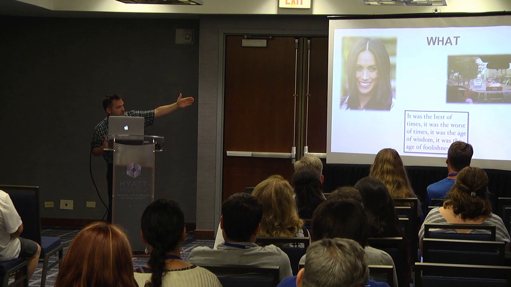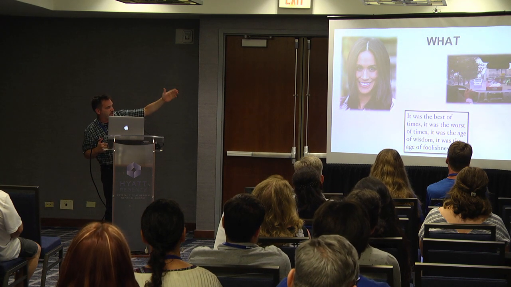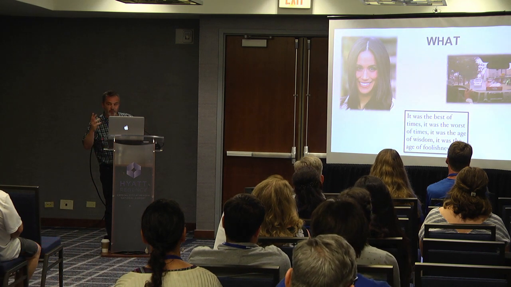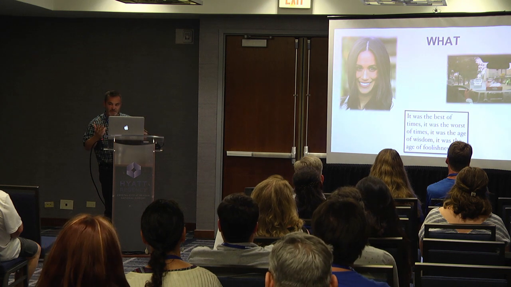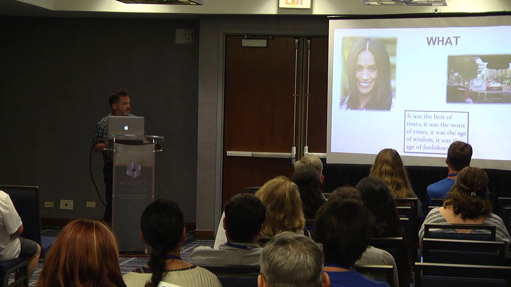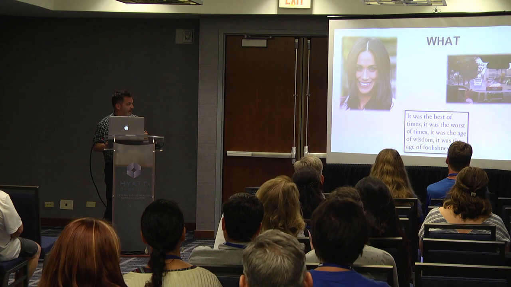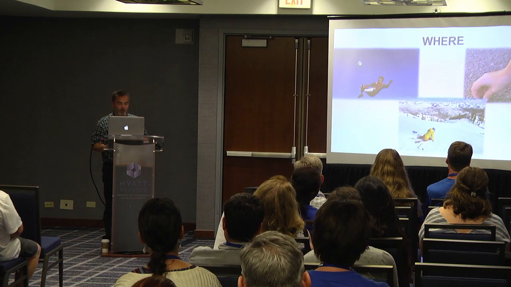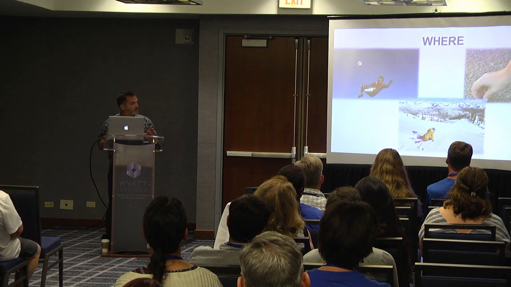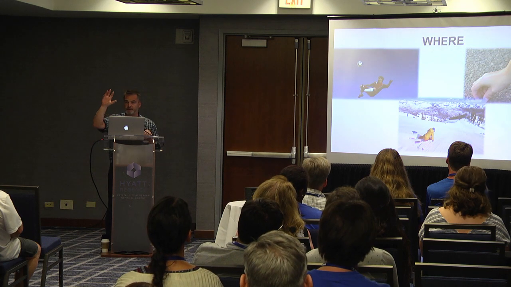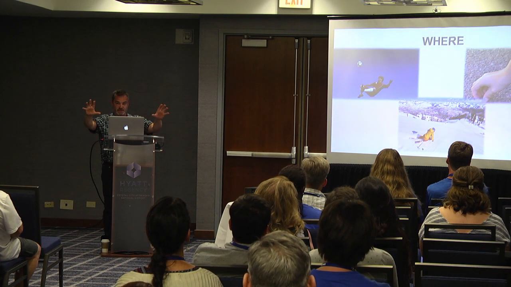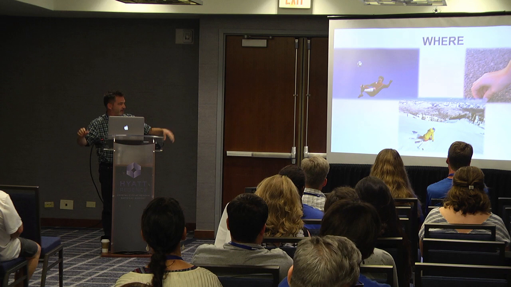Or here is a person driving. They need to recognize what is a car or a tree or a person. You know, all of these are important aspects of vision. What, if you like. And then when we think about where, well, we need to know where things are in space, in the world, so that we can interact with them.